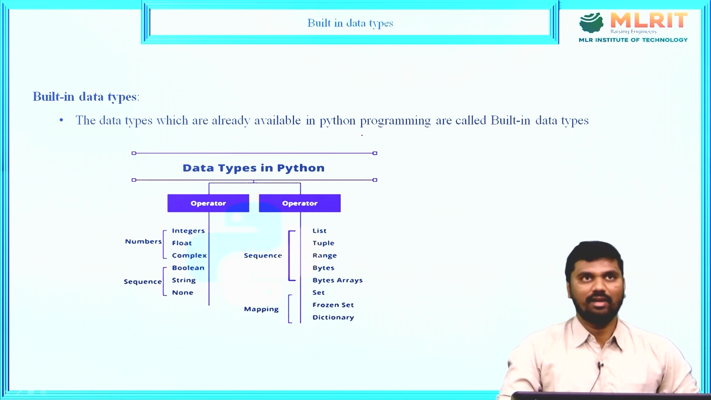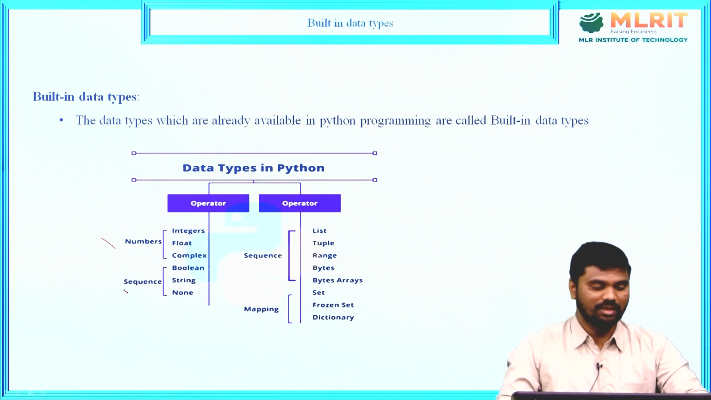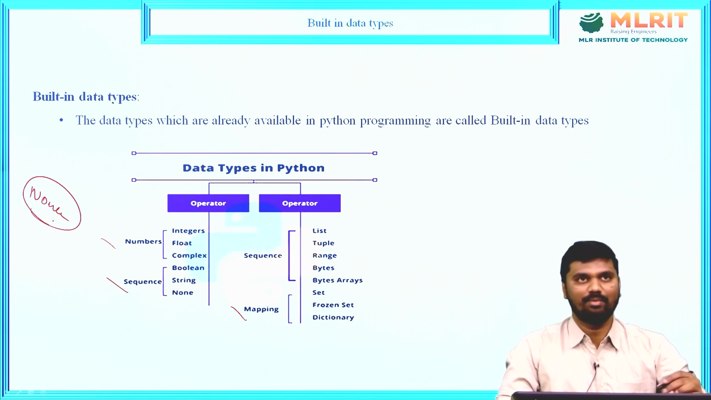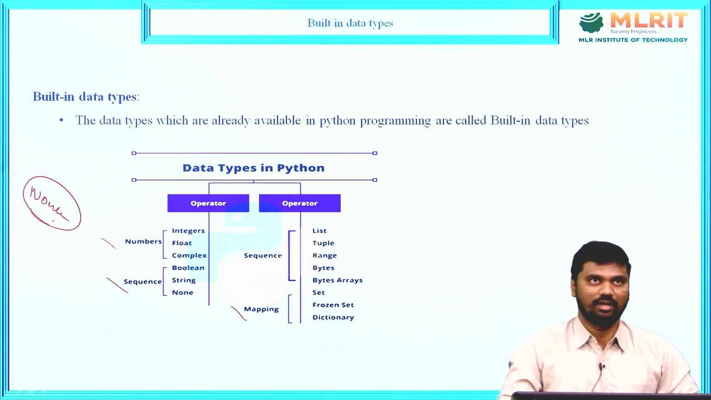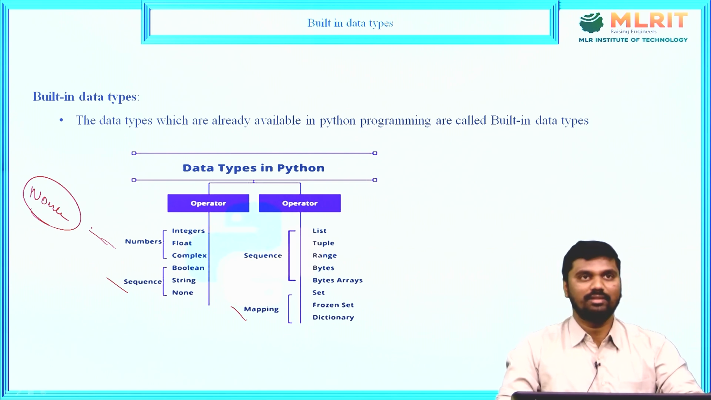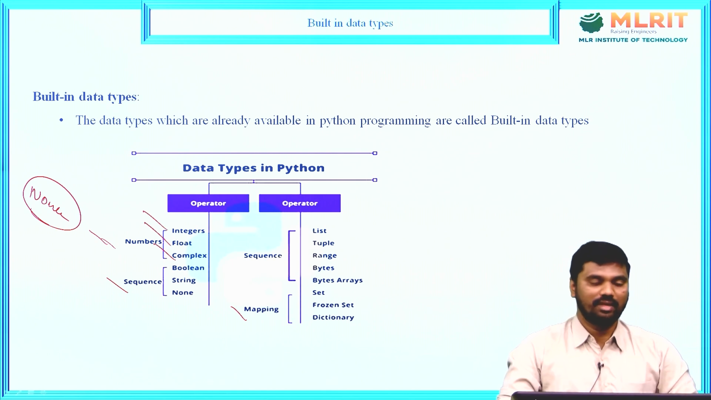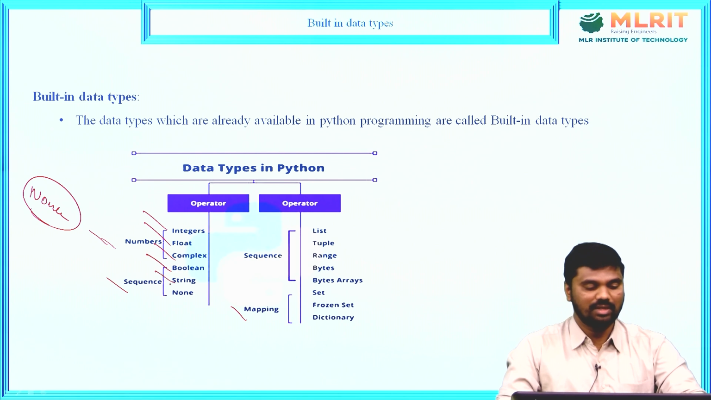There are different types of built-in data types, that is, there is a classification of built-in data types. The first one is numbers, then sequence and mapping. And there is one more data type, the none data type. We'll discuss the none data type at the end of the built-in data types concept. In the classification of built-in data types, the first classification is numbers, and the numbers are again classified into three: integers, float, complex. Next to the sequence, boolean, string, none.